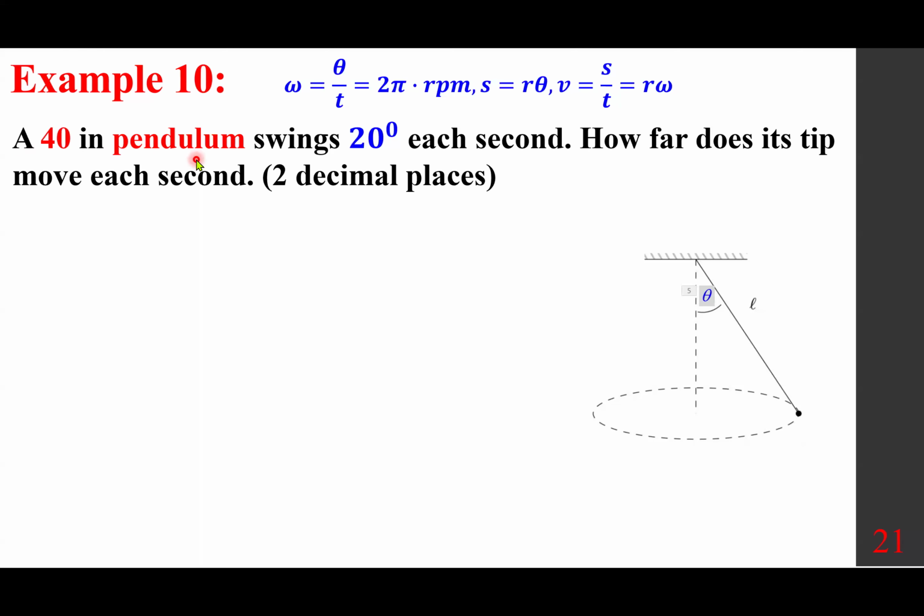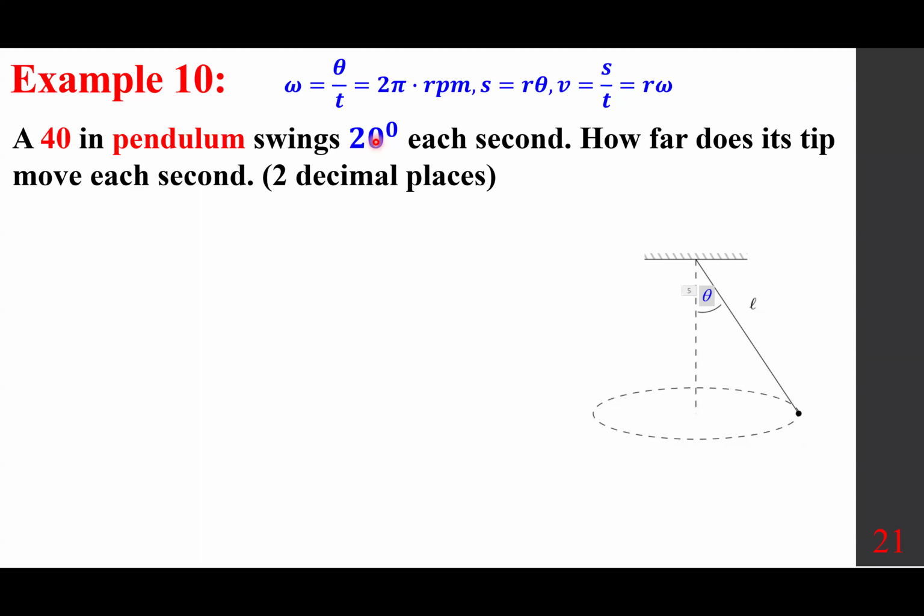A 40-inch pendulum swings 20 degrees each second. So remember the pendulum going back and forth, right? How far does its tip move each second? Well, again, first let's write what's given. A 40-inch pendulum, that means the radius is 40, and theta is 20 degrees.